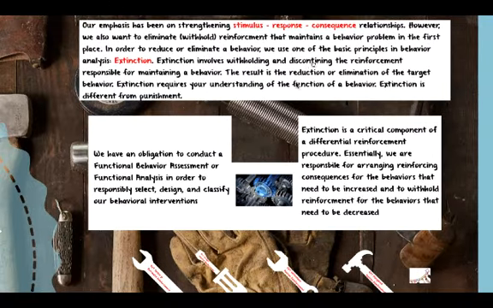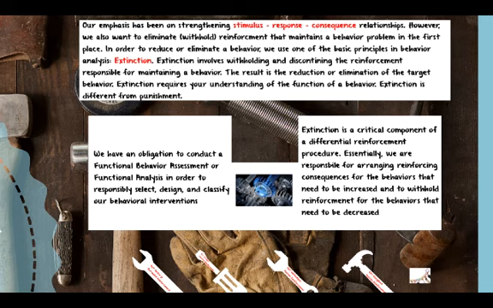Extinction, by the way, is different from punishment. Extinction decelerates behavior as a result of the operation of withholding reinforcers. So there's a decrease in behavior, that's the effect, and the operation is withholding reinforcement. Punishment, on the other hand, results in a decrease in behavior as well as a result of adding something or removing something from the individual. That's different. Punishment is different from extinction.